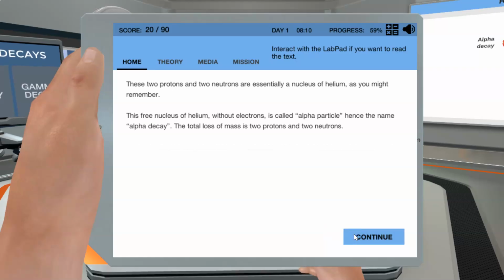These 2 protons and 2 neutrons are essentially a nucleus of helium, as you might remember. This free nucleus of helium, without electrons, is called alpha particle, hence the name alpha decay. The total loss of mass is 2 protons and 2 neutrons.